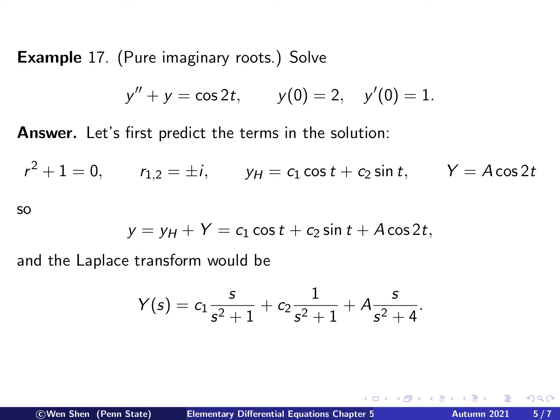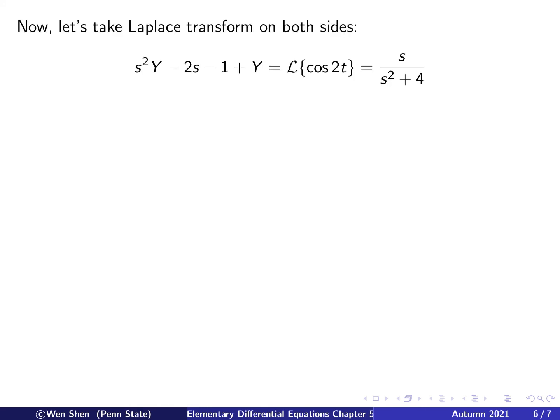Okay, so let's take the Laplace transform, and then we'll see that the transform should take the following form. Some constant, s over s squared plus 1 for the cosine, and for the sine is 1 over s squared plus 1, and then for this cosine will be s over s squared plus 4. Okay, so with that guidance in our mind, now let's solve the equation using Laplace transform. If we take the transform on both sides, I'll be a bit brief here. So this is the transform of y double prime, gives you s squared Y minus 2s minus 1 coming from the initial condition. And that's Y. And the transform of the right hand side, the cosine, will give me s over s squared plus 4.